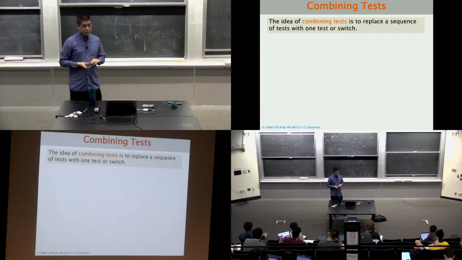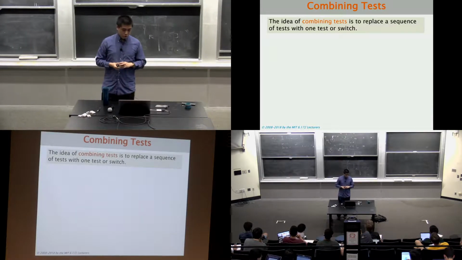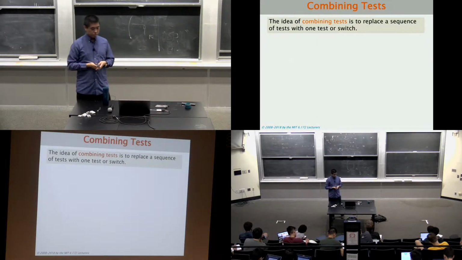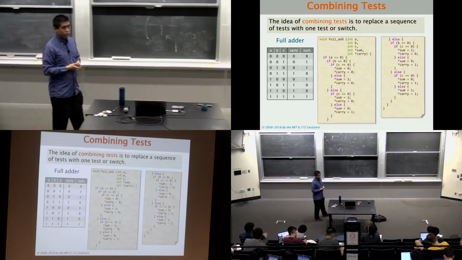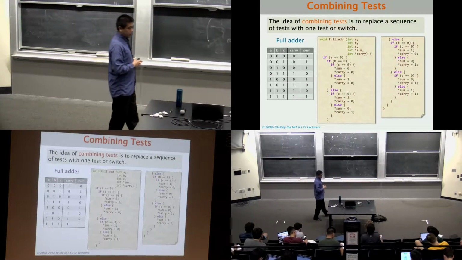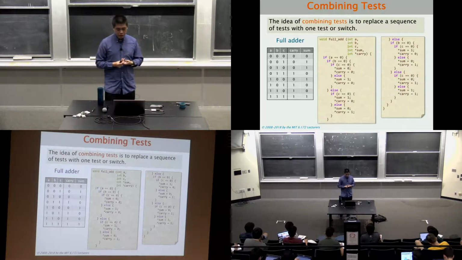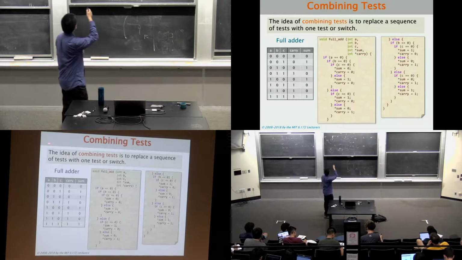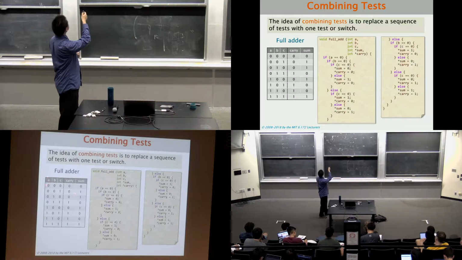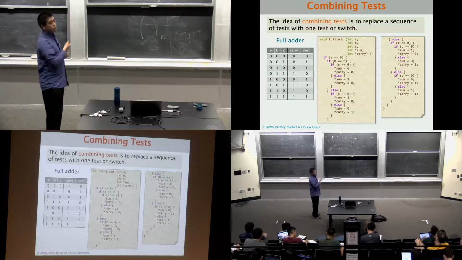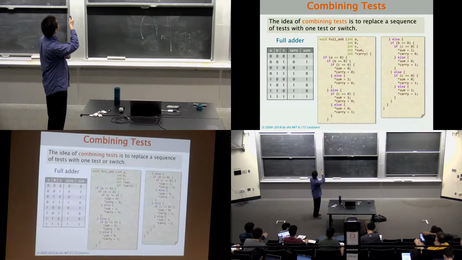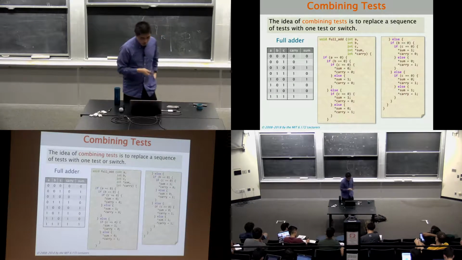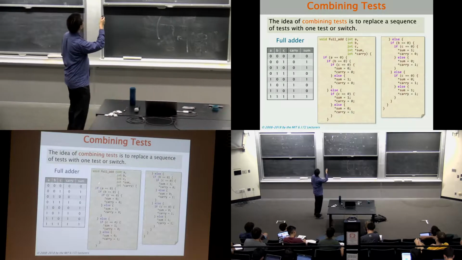Okay, so the next idea is to combine tests together. Here we're going to replace a sequence of tests with just one test or switch statement. Here's an implementation of a full adder. A full adder is a hardware device that takes as input 3 bits, and then it returns the carry bit and the sum bit as output. Here's a table that specifies for every possible input to the full adder what the output should be. There are 8 possible inputs because it takes 3 bits, and this program is going to check all the possibilities.